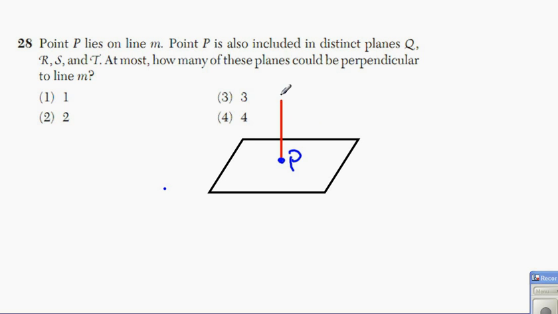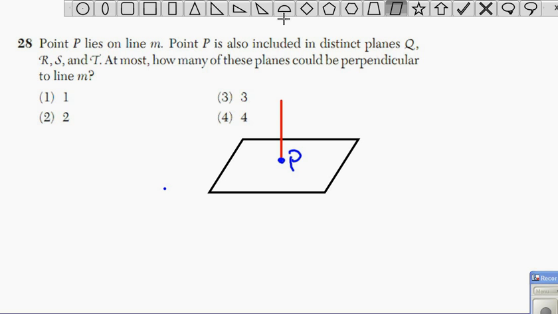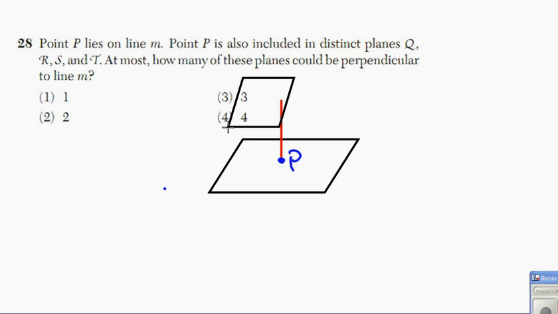In order for it to be perpendicular to this line, it will be something like this. And then you will realize that there's only one way which you can do that.